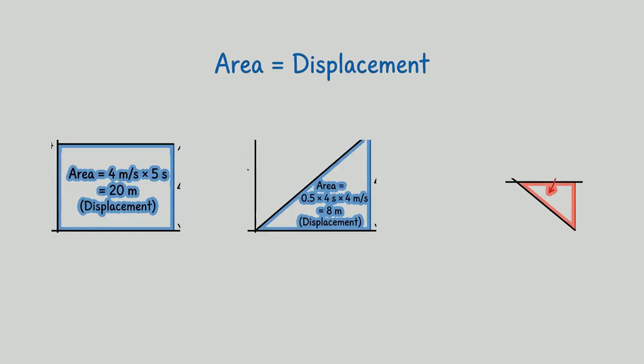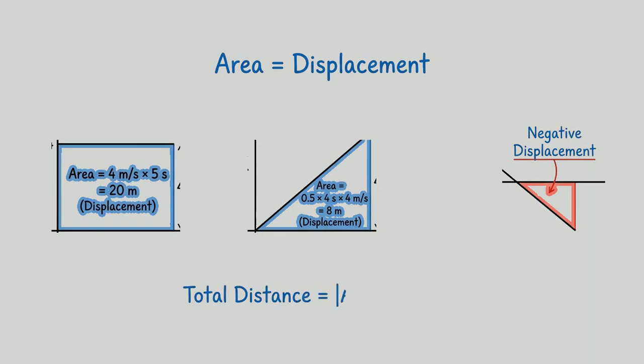Now let's talk about speeding up and slowing down. Speed is the magnitude of velocity. If velocity and acceleration have the same sign, both positive or both negative, the object is speeding up. If they have opposite signs, it's slowing down. For example, if velocity is -4 and acceleration is +2, the object is moving backward but slowing down. If velocity is negative and acceleration is also negative, it's moving backward and speeding up.